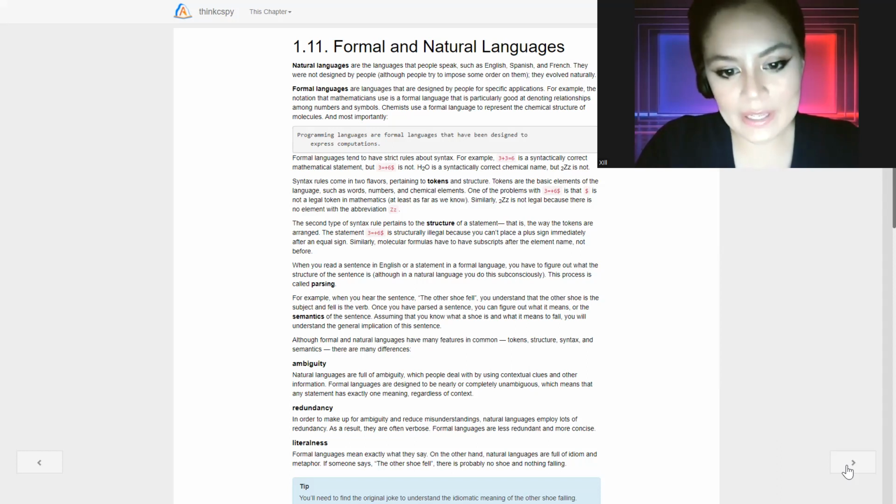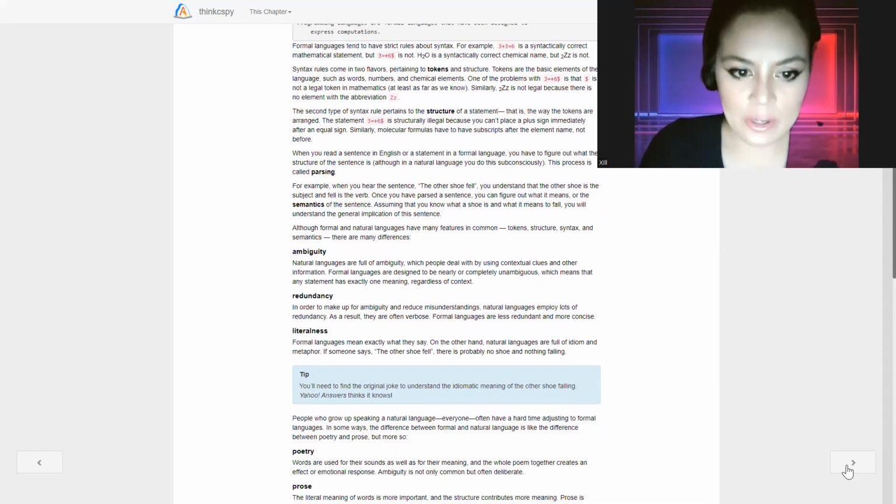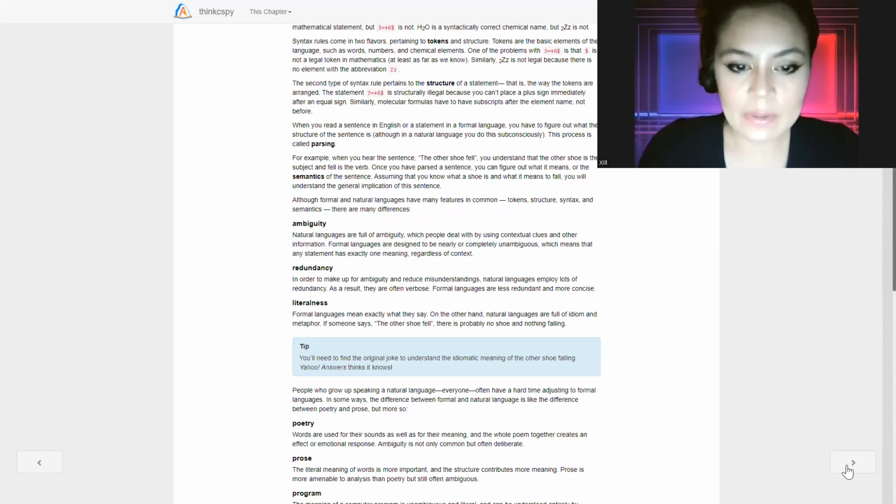Although formal and natural languages have many features in common, tokens, structure, syntax, and semantics, there are many differences, such as ambiguity. Natural languages are full of ambiguity, which people deal with by using contextual clues and other information. Formal languages are designed to be nearly or completely unambiguous, which means that any statement has exactly one meaning, regardless of context.